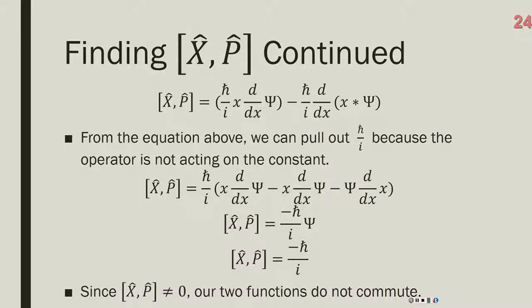Okay, yeah, I can try. So what I did was, let's see where it is. Here I pulled out the h bar i constant from these two terms, and then these two terms canceled out, and then dx of x I got to be 1, so it was h bar times i times the wave function.